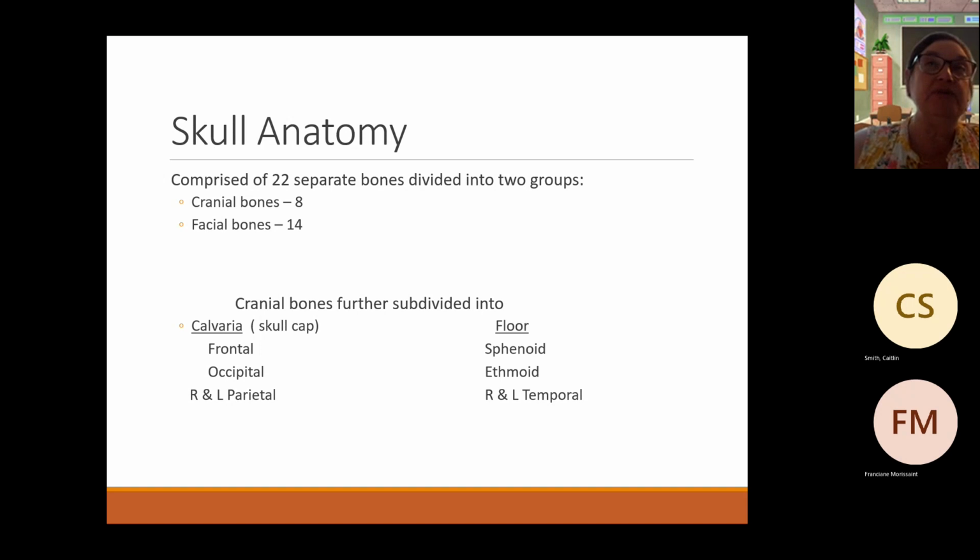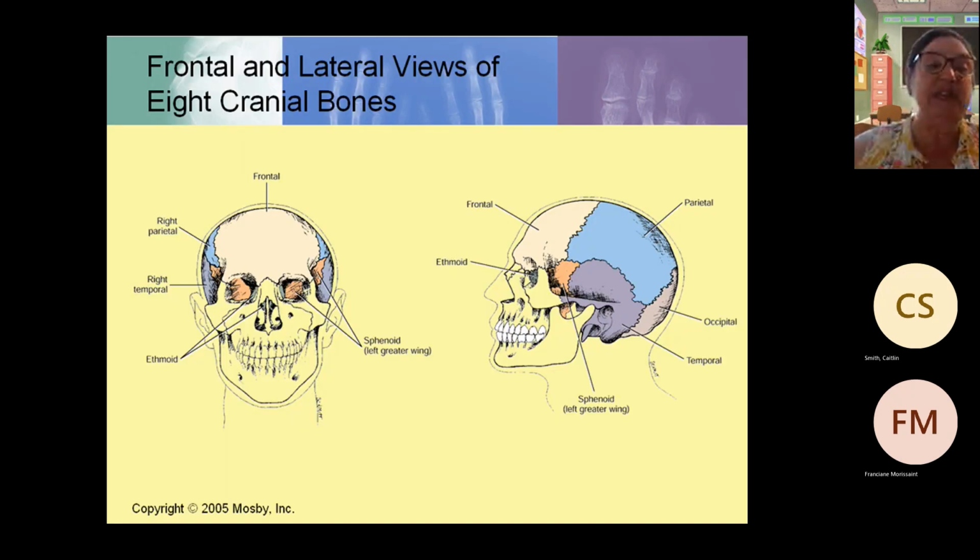Now, the cranial bones are further divided into the skull cap, which is the frontal, the occipital, and the right and left parietal bones, and the floor of the skull, which is the sphenoid, ethmoid, and right and left temporal bones. So here we can see an image here. We have the frontal bone, and we have the parietal bones, the temporal bones.